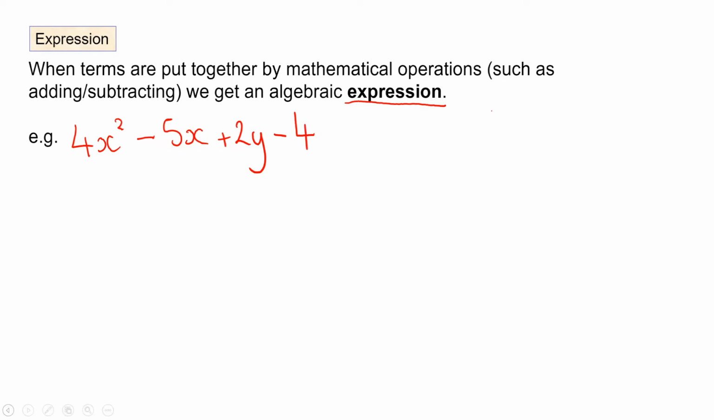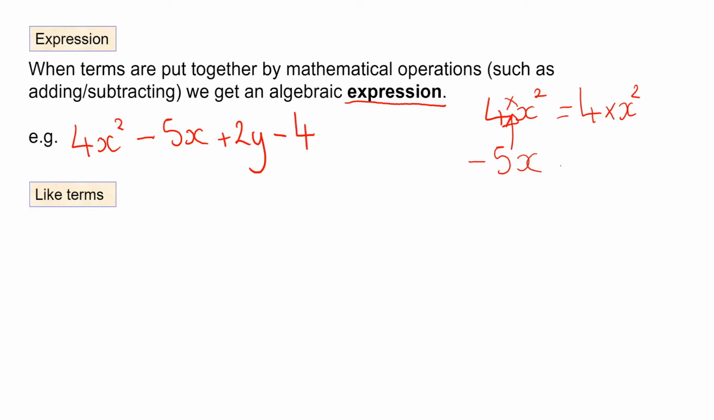In that expression, if we look at 4x squared, between the number and the letter there is an invisible times sign. In maths, we don't write the times sign there. For example with minus 5x, here again is an invisible times sign, so that is minus 5 times x. Hopefully you remember this from before. And then in plus 2y, there's that invisible times sign, so that means plus 2 times y.